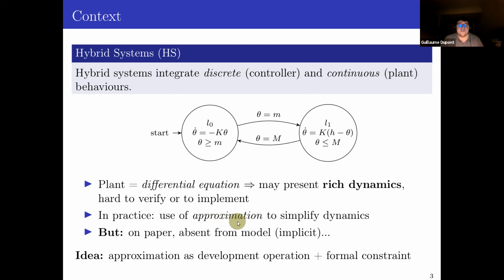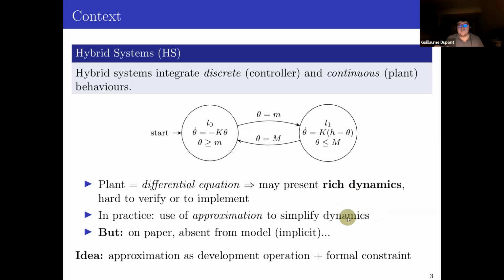So in practice, system designers, when they have rich dynamics, perform what they call an approximation to simplify dynamics, which is basically finding simpler dynamics with the hope that those simpler dynamics and the rich dynamics are somewhat similar in some way. The problem is, as you may have guessed, that this approximation is not always very rigorous. It's often done on paper, and in the end, it doesn't appear in the final model.